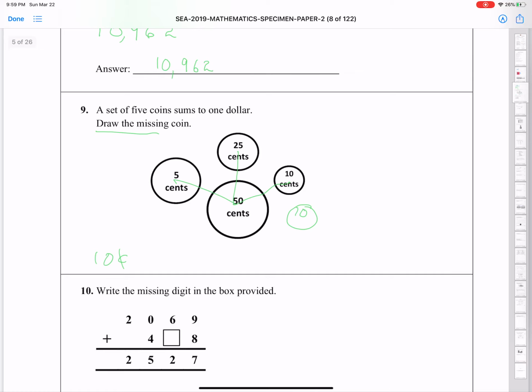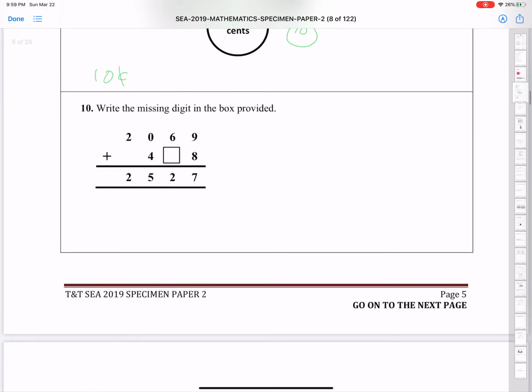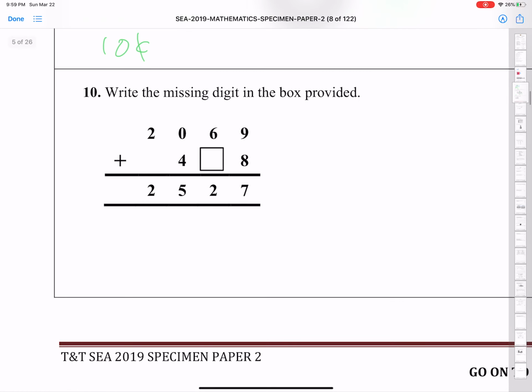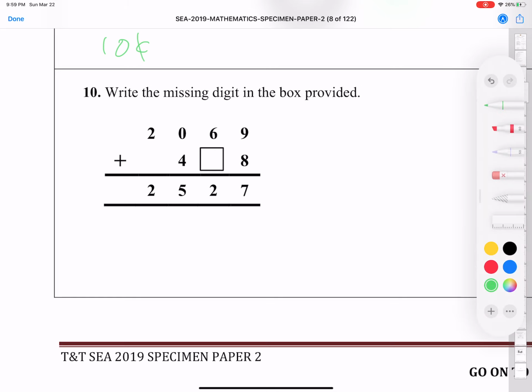Write the missing digit in the box provided. Let's go. 9 plus 8, 17. Cross the 7, you put the 7 in here. 6 plus something equals 2. 6 plus nothing equals 2. 6 is greater than 2. What madness is this? Of course not, it's not madness.